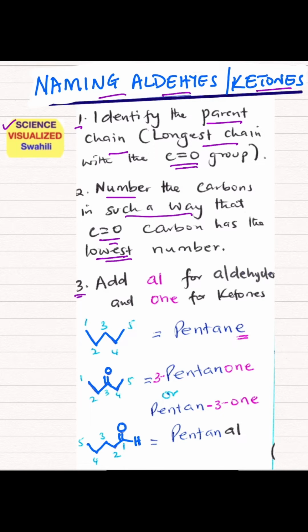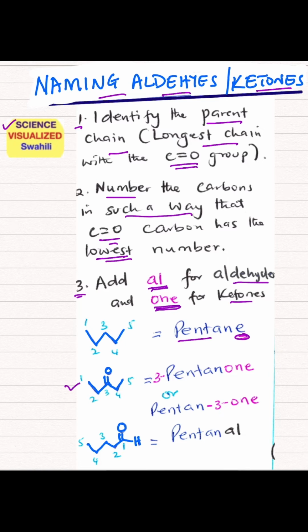Number 3. If it's an aldehyde, change the end of the name to al. If it's a ketone, change the name to one. Example, a 5-carbon alkane is called pentane. Now drop the last e and change that to al if it's an aldehyde, or one if it's a ketone.